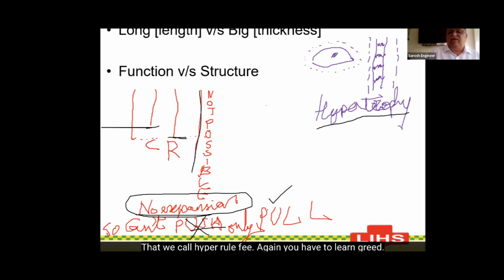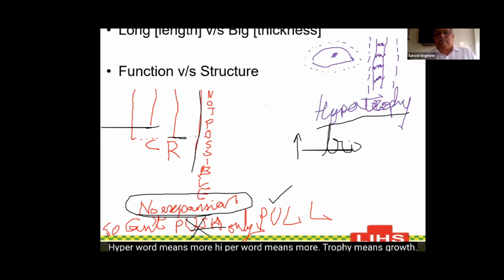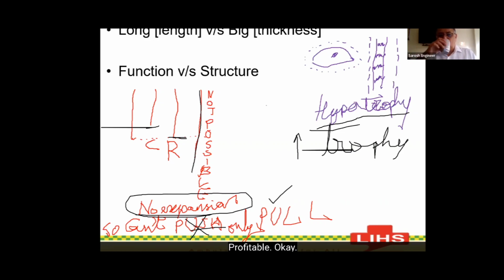Again, you have to learn Greek. Hyper word means more. Trophy means growth. Trophy is growth. Okay.